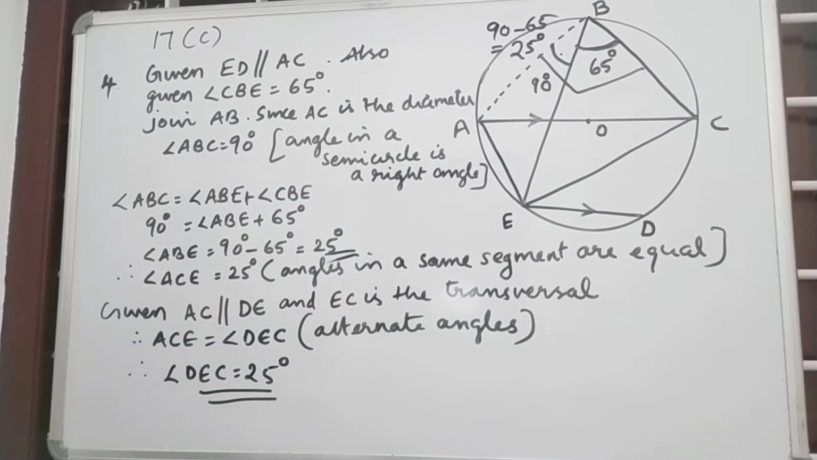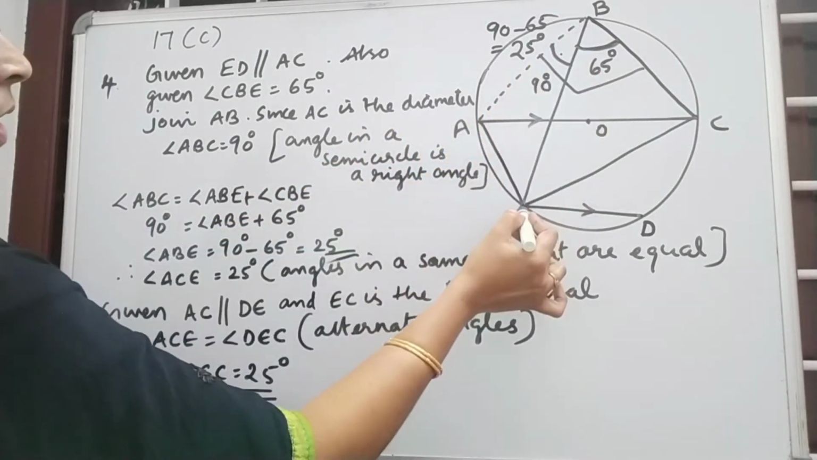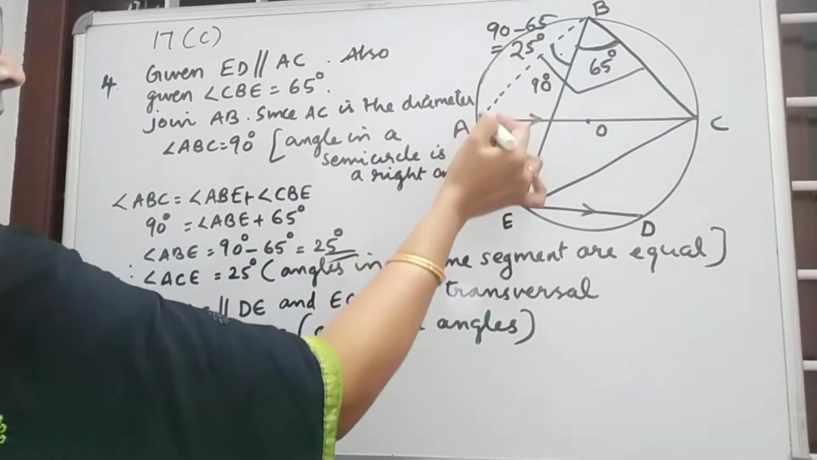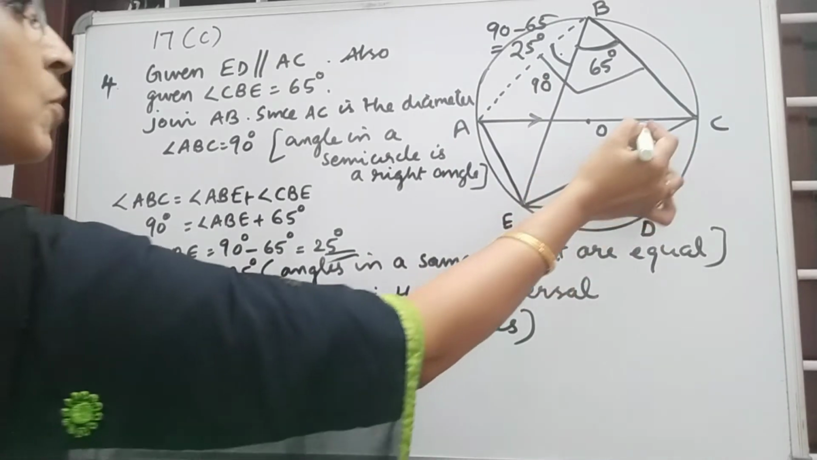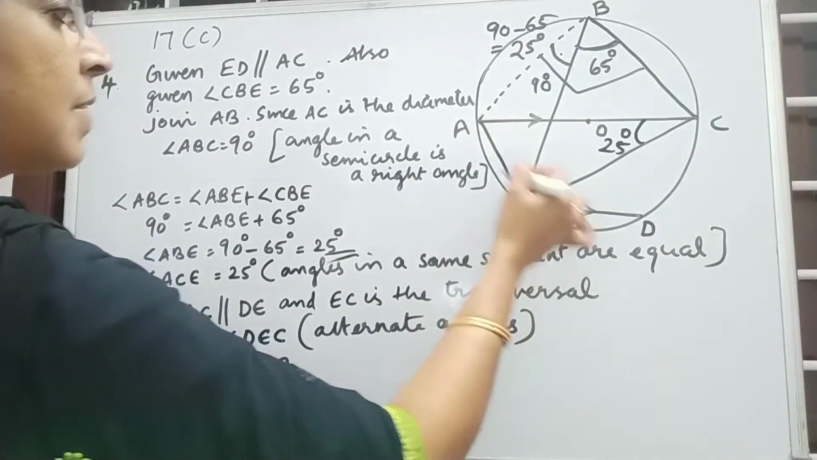Then ACE also will be 25 because ABE and ACE lie in the same segment. ABE is equal to 25 means ACE also will be 25 degree because they lie in the same segment AE.